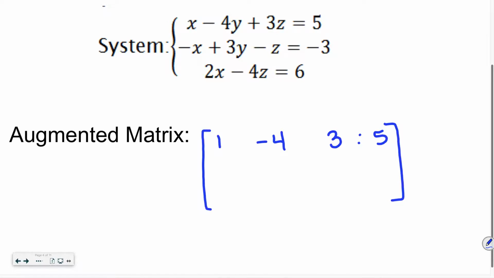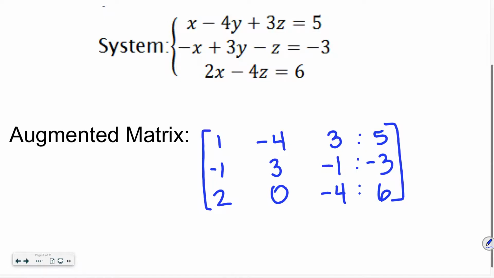And there's actually some dots in between to separate where the equal sign is. All right? And then our second row would be -1, 3, -1, -3. Essentially, I'm taking the coefficients and throwing them in there. Okay? Now, to be consistent, our last row, what would it need to be? 2, 0, -4, 6. Okay?